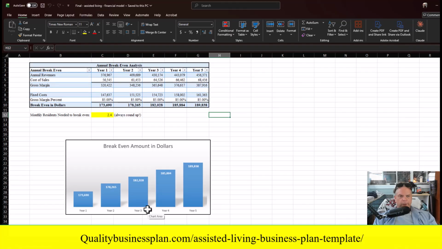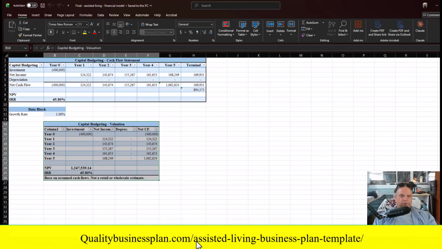Once you update all that information, you're going to have a number right here, and that's going to tell you how many residents you need at your location in order to break even. For this particular example, 2.4 residents. Obviously, we can't have a 0.4 resident, so you would round it up to 3 residents needed in order to break even. Gives you a nice solid number to shoot for in order to achieve your break-even position.